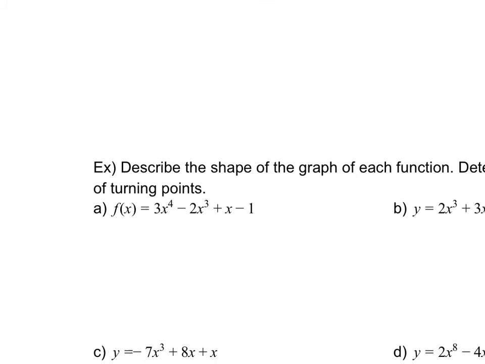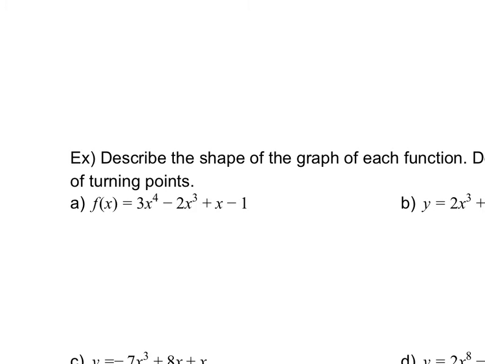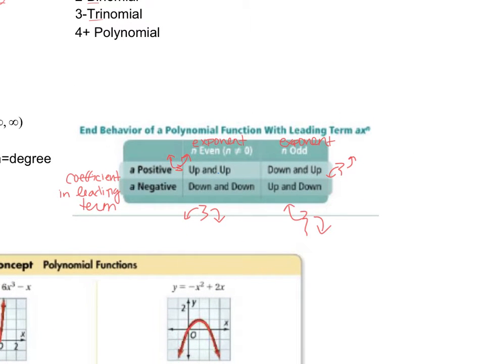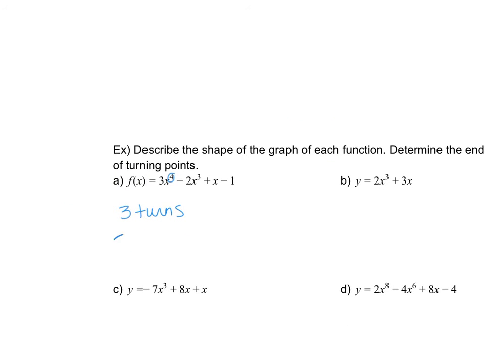Okay, so this one, let's do the turning points first. So that would have, it's a 4, so that would have 4 minus 1 would be 3 turns, or potentially 3 turns. Doesn't always, but it has up to 3 turns. Okay, and then since it's a positive number and an even exponent, positive number, even exponent is up and up. So this would be up and up.